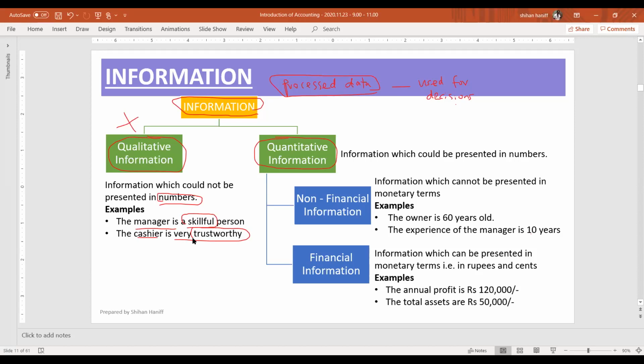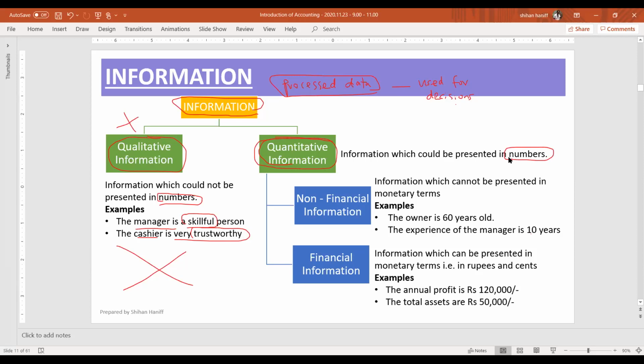So can you value it? Can you give a number or a percentage? You can't give. There is no value for that. So you can't present it in numbers. Therefore, we don't take qualitative information in accounting. Right? Then there is another type of information. We call it quantitative information. You can quantify it, right? You can present it in numbers.